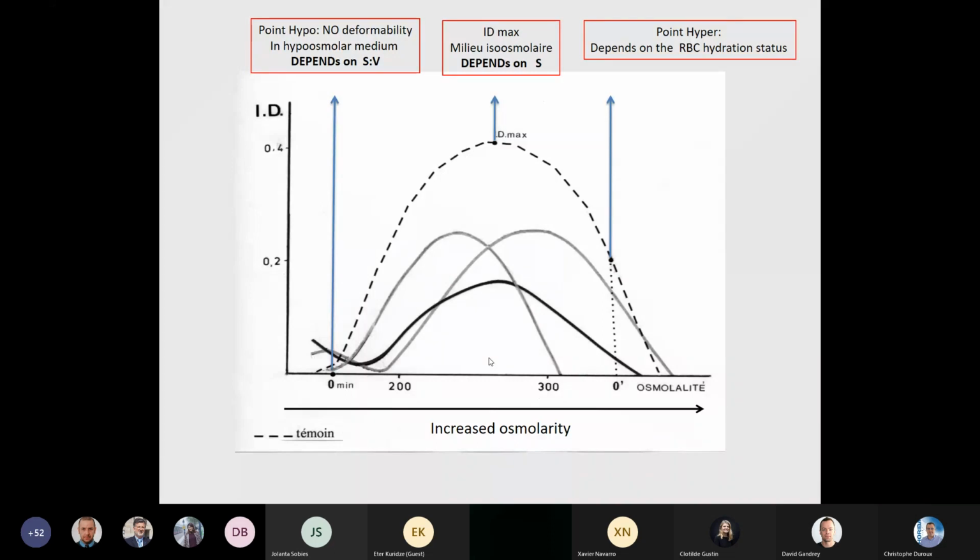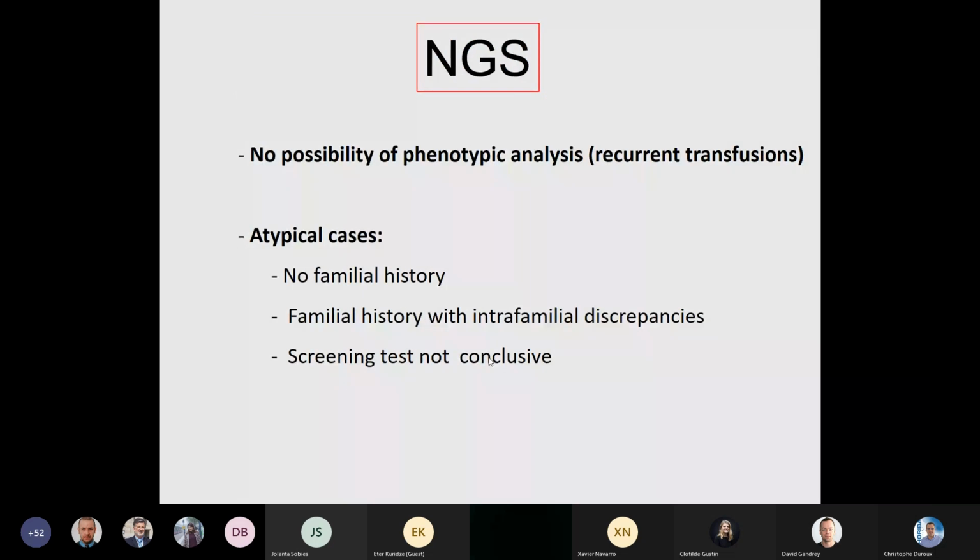So what we perform now is the EMA test as a screening test. If it's not totally accurate, if we are not sure of the results of the EMA test, or if the EMA test is negative and we are very sure that there may be a spherocytosis underneath, then we perform ektacytometry. And as you know, now we have genetic tools that we didn't have like 10 years ago. Now we have NGS, next generation sequencing tools, that are allowing us to sequence all the genes involved in spherocytosis, but also in other red blood cell membrane disorders.